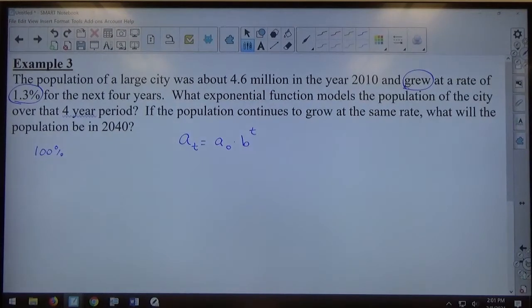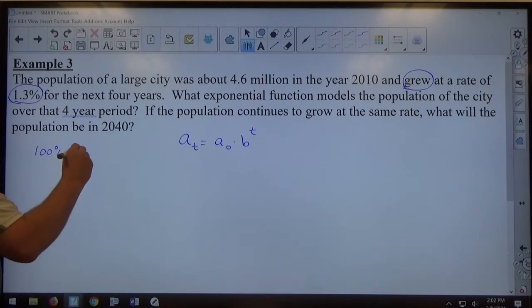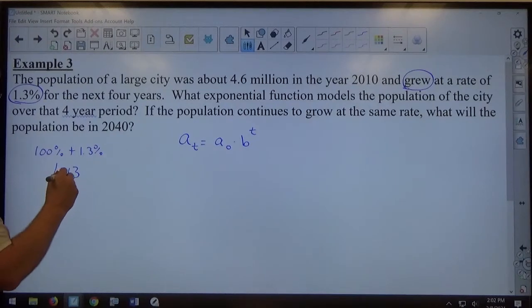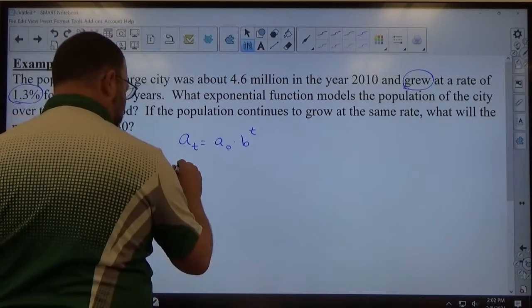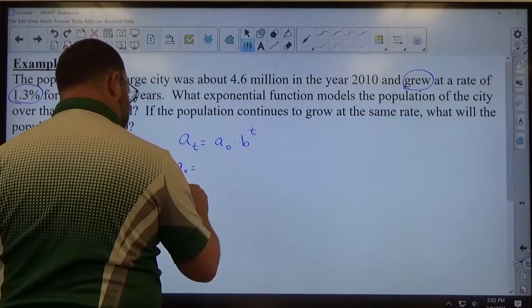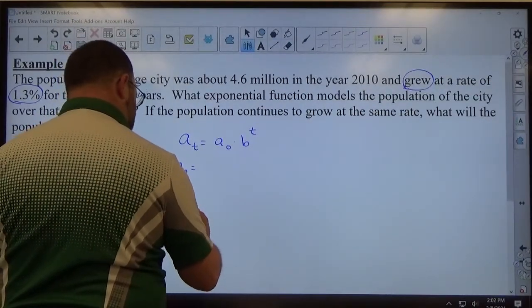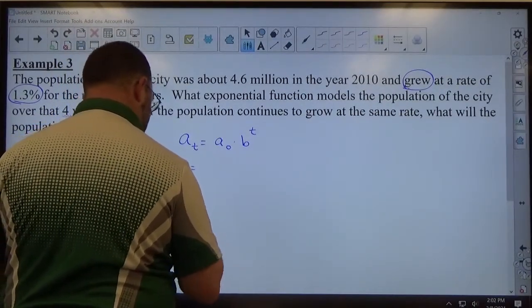All right? If there's growth or decay, we're going to modify 100%, either bigger for growth or less for decay. So in this case, we're growing 1.3%. We're going to add to 100, so we end up with 101.3% for the actual value we're going to put in our formula. All right? So there are 4 pieces of our formula. We have a sub 0 equals something, a sub t equals something, b equals something, and t equals something.